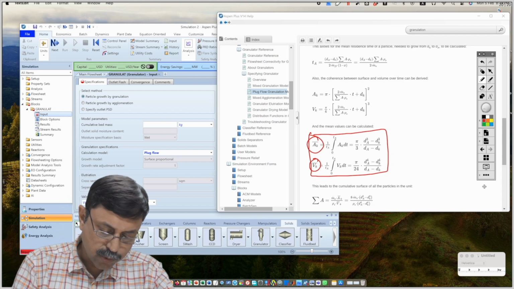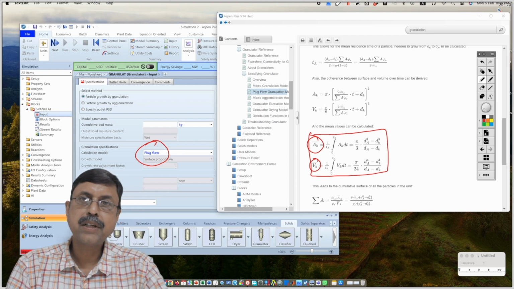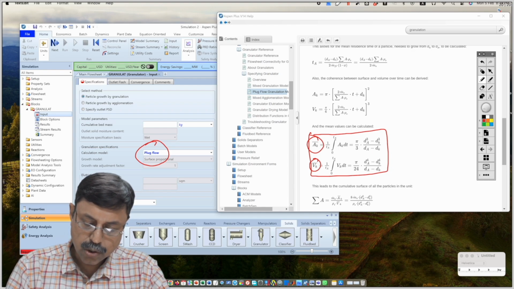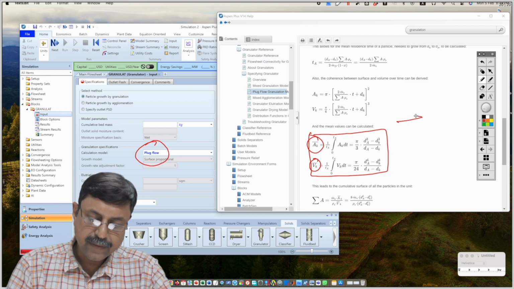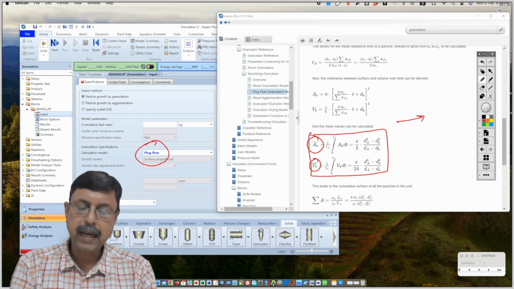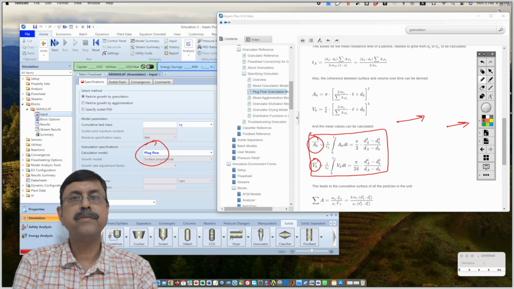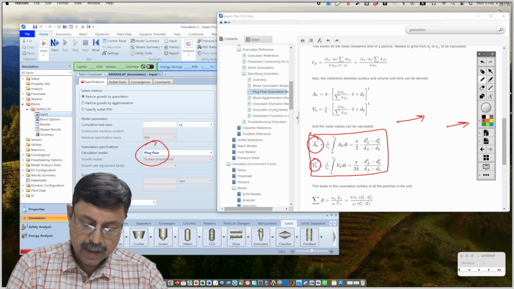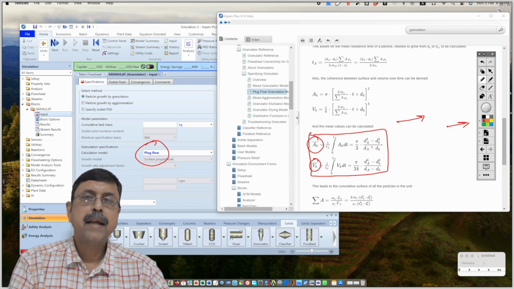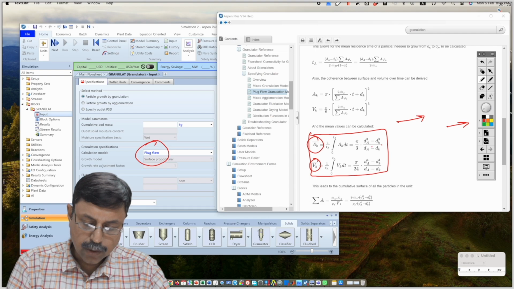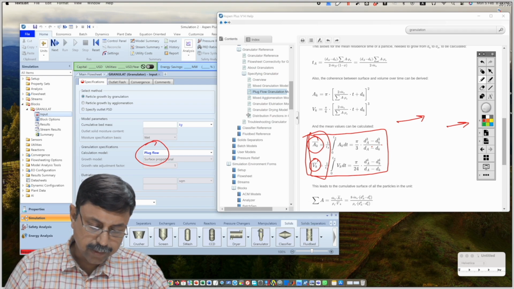That means if you choose the plug flow calculation model, then you do not need to supply any more information. You have the particle size distribution of the inlet and the particle size distribution of the outlet. If you specify them, then dA and dK will be specified automatically, and these values will be used for doing these calculations, right? So this is the plug flow model.